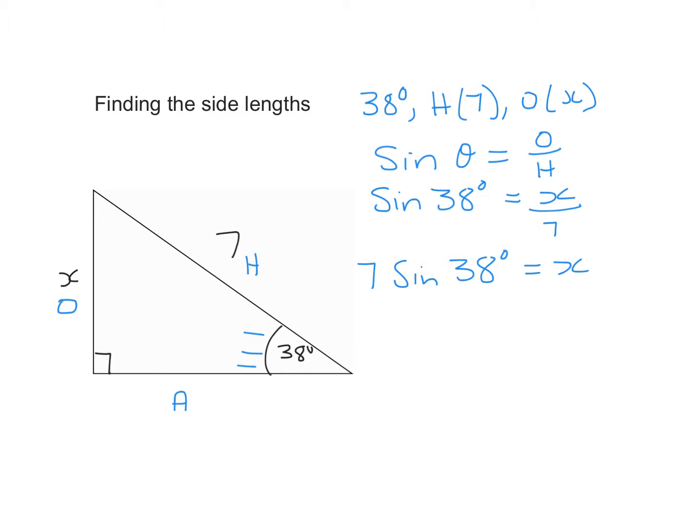And when I put 7 sine 38 and it equals into my calculator, I end up with the value of 4.31 is the value of x. Therefore my x value here is that.